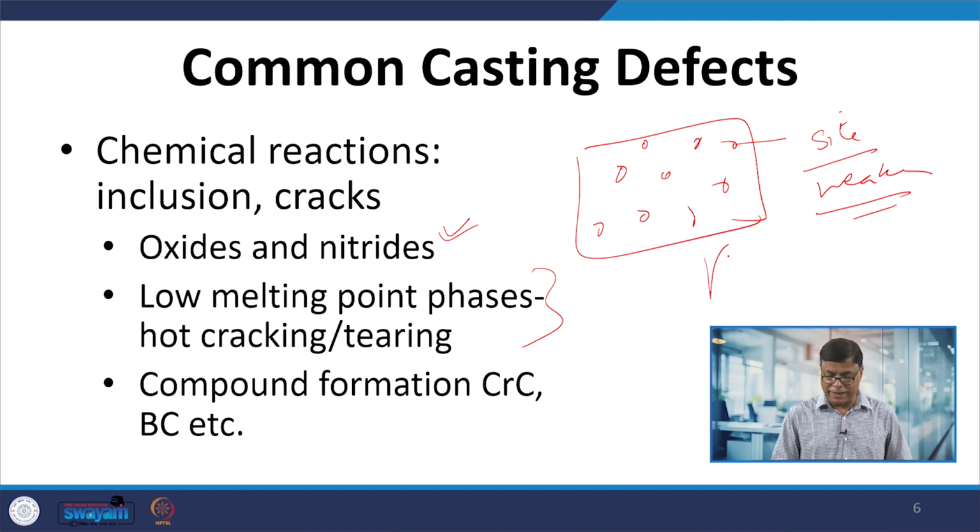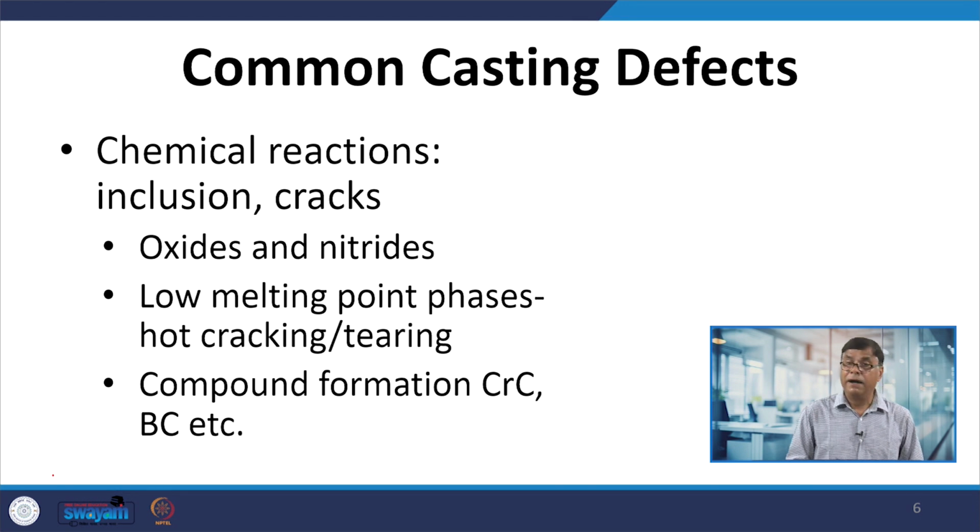So, very fine cracks in the casting, especially in the areas where residual tensile stresses are developed, will promote hot cracks. So, phosphorus, lead and sulfur promote hot cracking. Sometimes addition of manganese in iron castings, steel castings, or cast iron castings helps in reducing this cracking tendency.